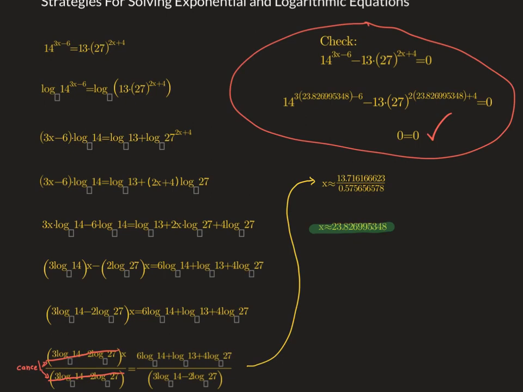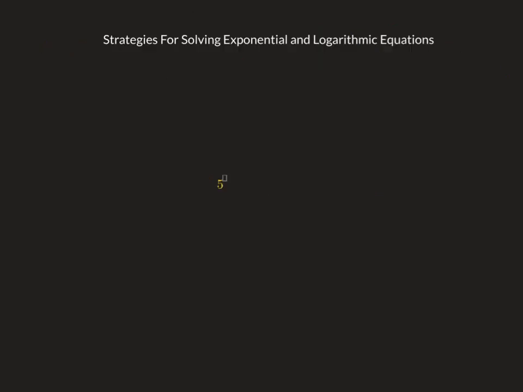All right, let's try another problem. Let's clear the screen here. Let's try 5 to the power of x equals 3 to the power of x plus 1. All right, here again you have your variable in your exponents. So my strategy is obviously going to be to take the log of both sides.